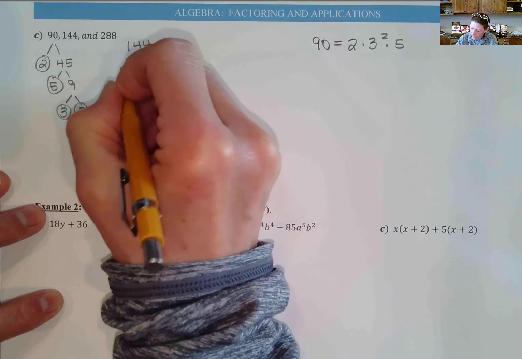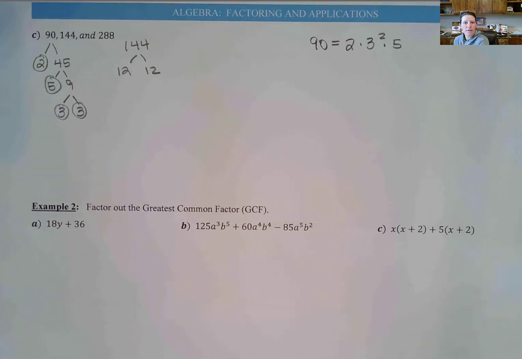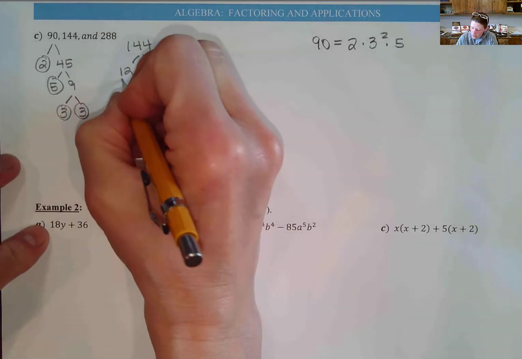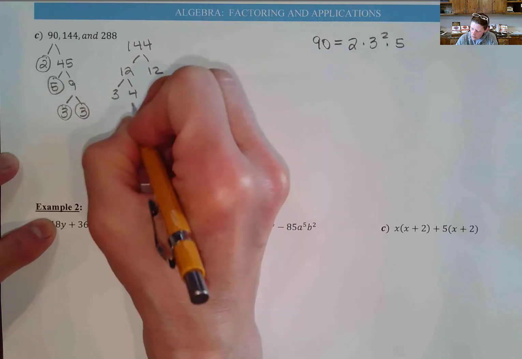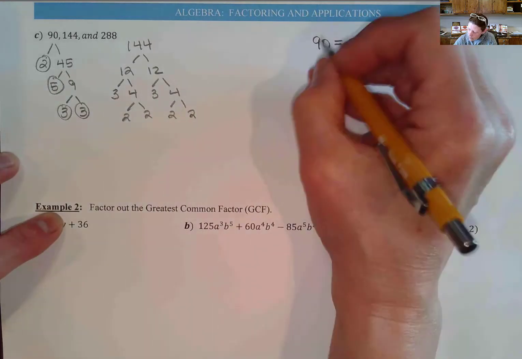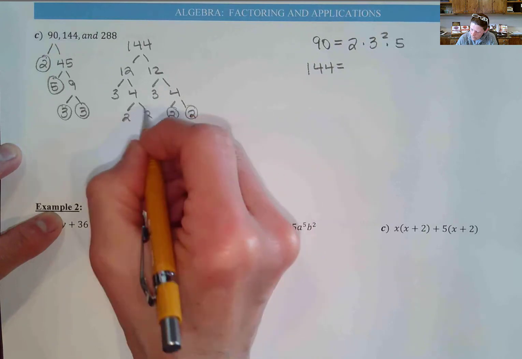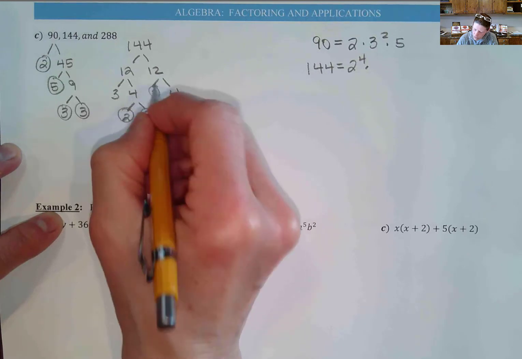Next, 144. I'm going to begin with factors 12 times 12. And note here that it doesn't matter what two factors you begin with. Just go with any two that you can think of and then proceed from there. Now, each of these 12s is 3 times 4. And each of those 4s factors as 2 times 2. So 144 in its prime factored form is 2 to the 4th times 3 squared.